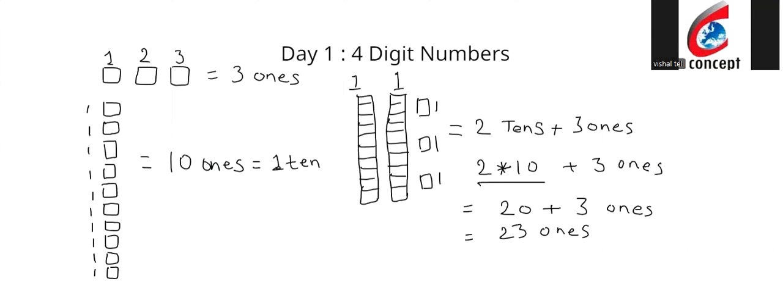So this is how numbers are represented with the boxes. How do you find it? This is 1 ten, 2 tens. 2 tens means 20 ones, and then 21, 22, and 23.